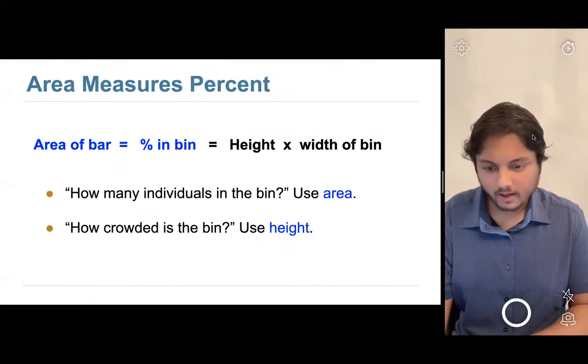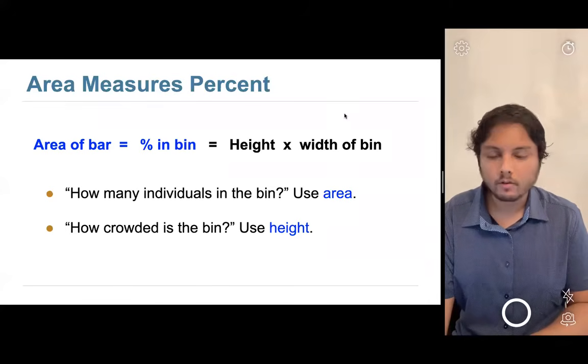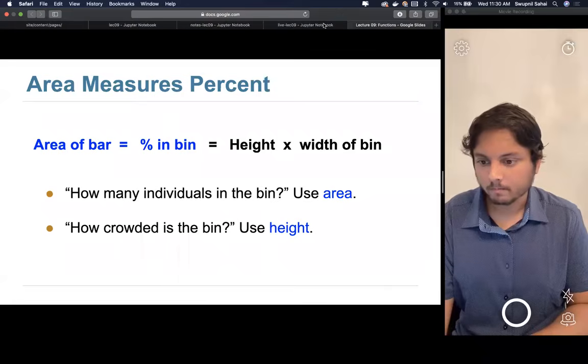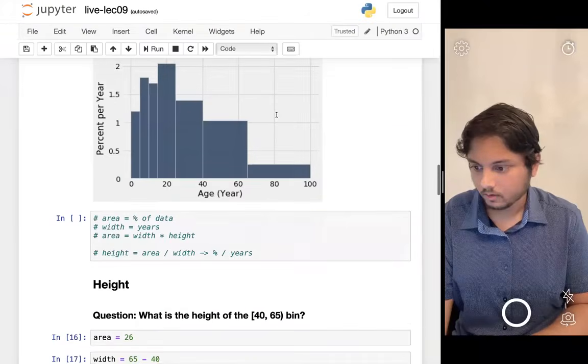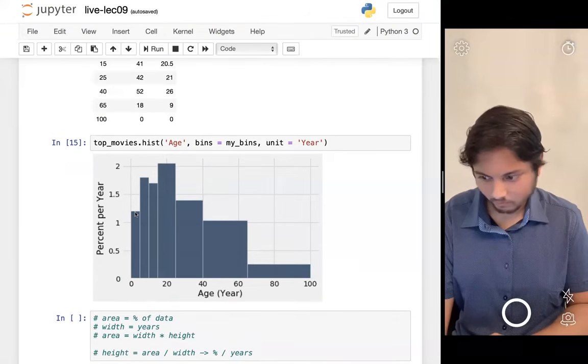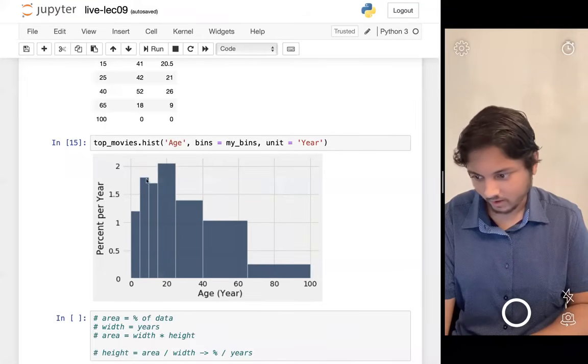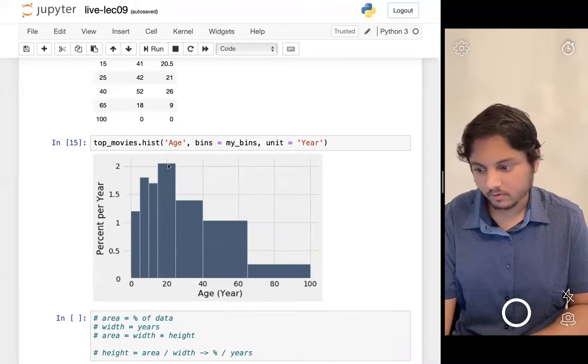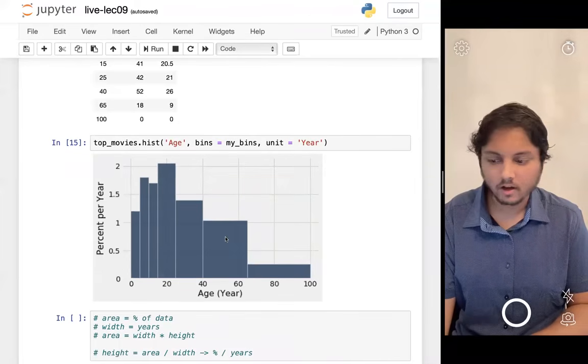Do all the heights add up to 100%? No, they don't add up to 100%. You can just take a look at this. The height of this first one's maybe around 1 point something. The height of this one's around maybe 1.75. The height of this one's a little bit above 2. So if you add up the heights here, they're not necessarily going to 100.